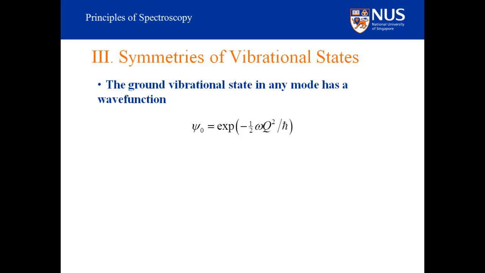We can start by looking at the vibrational ground state. In any mode, the ground vibrational state has this type of wave function. It is a Gaussian function. That is, it is proportional to the exponential of the square of the normal mode coordinate.